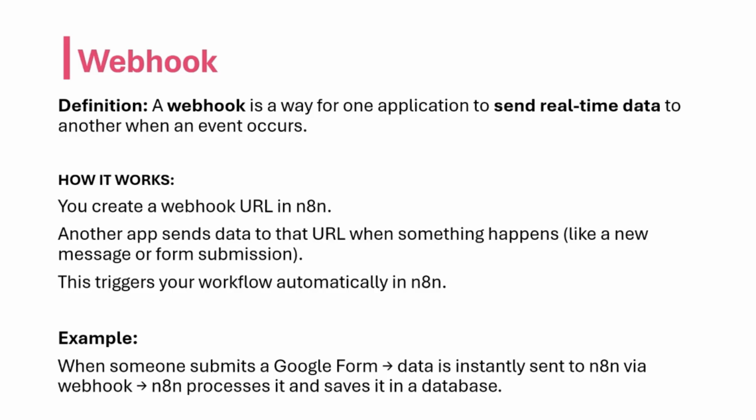Think of it like this: in an API, you ask for updates. That's called pulling. In webhooks, data comes to you automatically when an event occurs. That is the pushing. Let's take a real world example. Imagine you have created a Google form. Every time someone submits the form, a webhook sends that data immediately to n8n. n8n can then automatically save it to a database or send a message on Slack. And all these things happen without any manual function. So basically, with an API you request data, and with a webhook data is sent automatically to you.